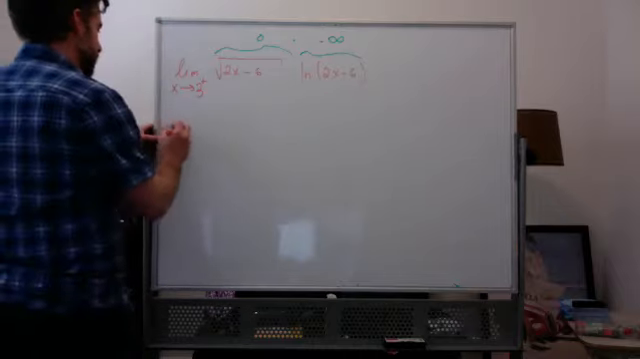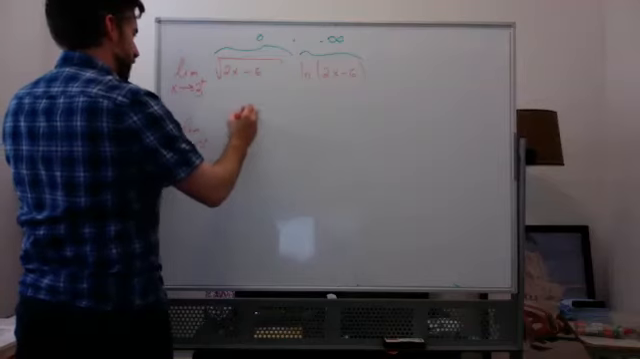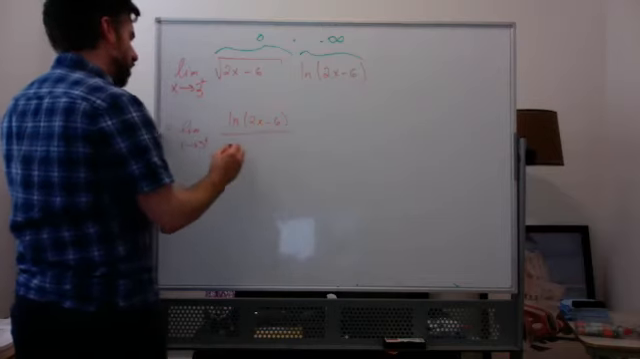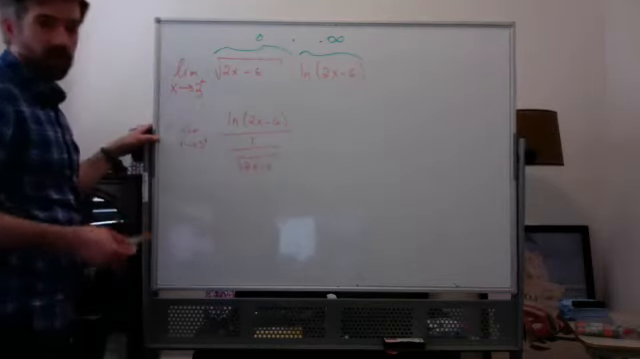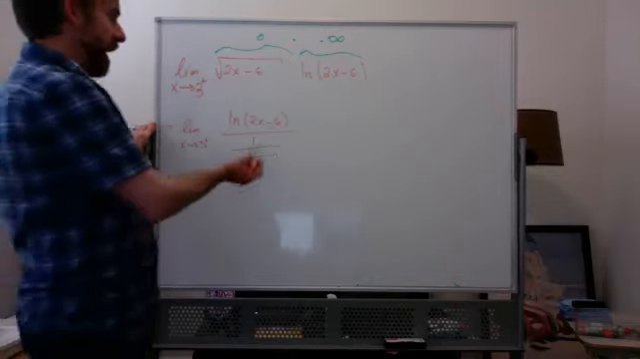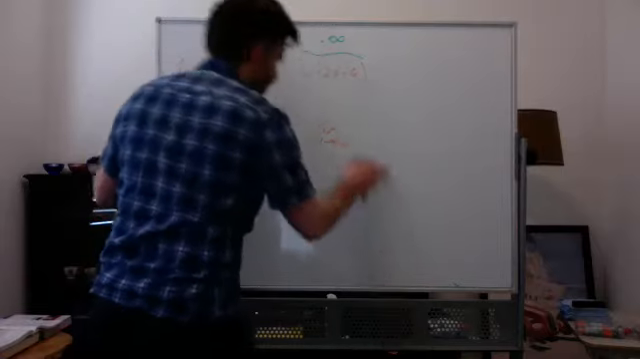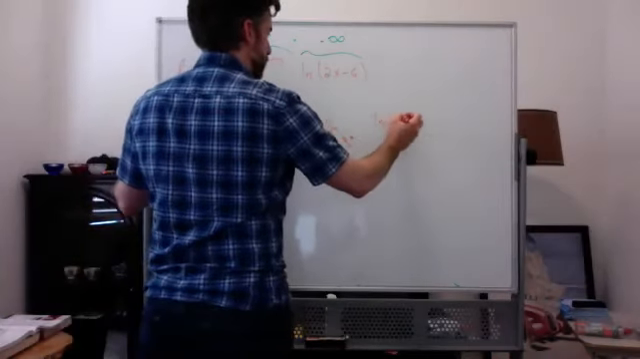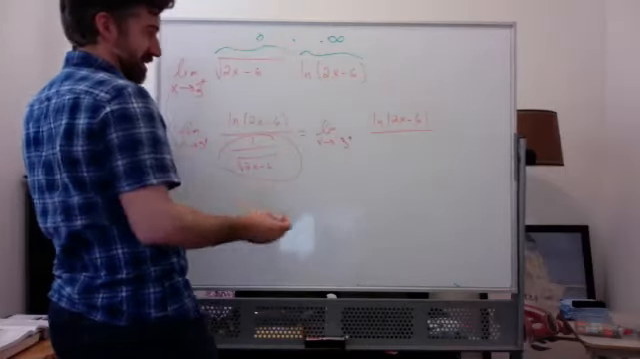So I'm going to rewrite this as the limit as x approaches 3 from the right of the natural log of 2x minus 6 over 1 over the square root of 2x minus 6. Because when you bring something down to the denominator, you're dividing by the reciprocal, so it doesn't change. And then I would personally prefer to rewrite this so that it's easier to differentiate the top and the bottom as the natural log of 2x minus 6 over 2x minus 6 to the negative 1/2.